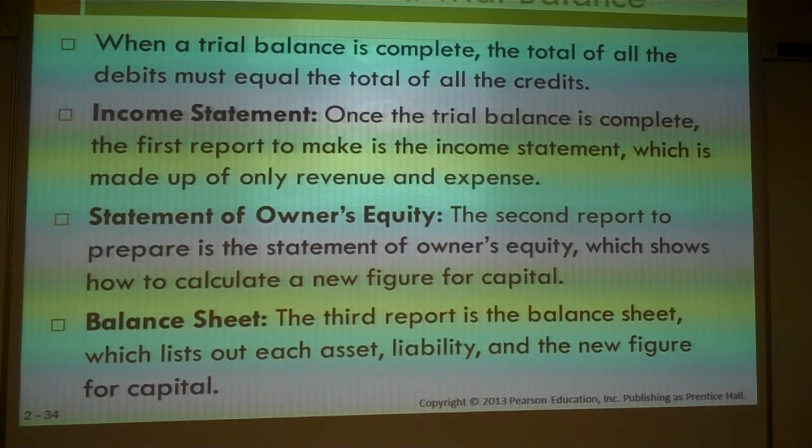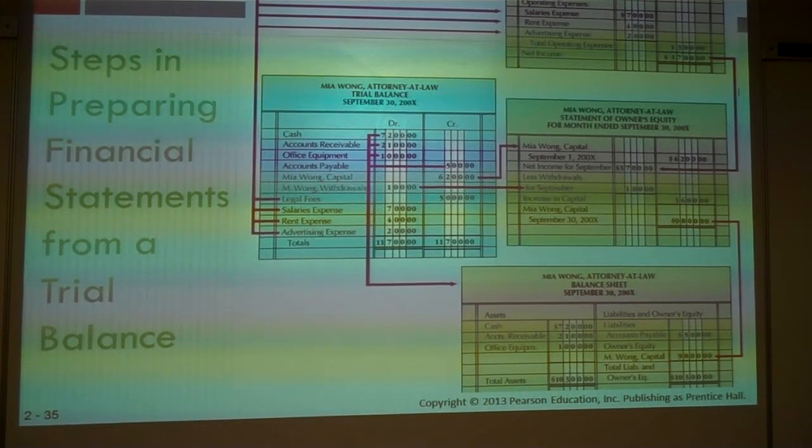The ALP accounts, assets, liabilities for partnership, you have to use the new figure for the capital. Would anybody admit that their balance sheet didn't come out on their homework for chapter 1 because you didn't use the correct capital? I see some smiles, some of you probably didn't. If it doesn't balance, that's probably the mistake you made. You've got to go back and pick up that ending capital from the statement of owner's equity.